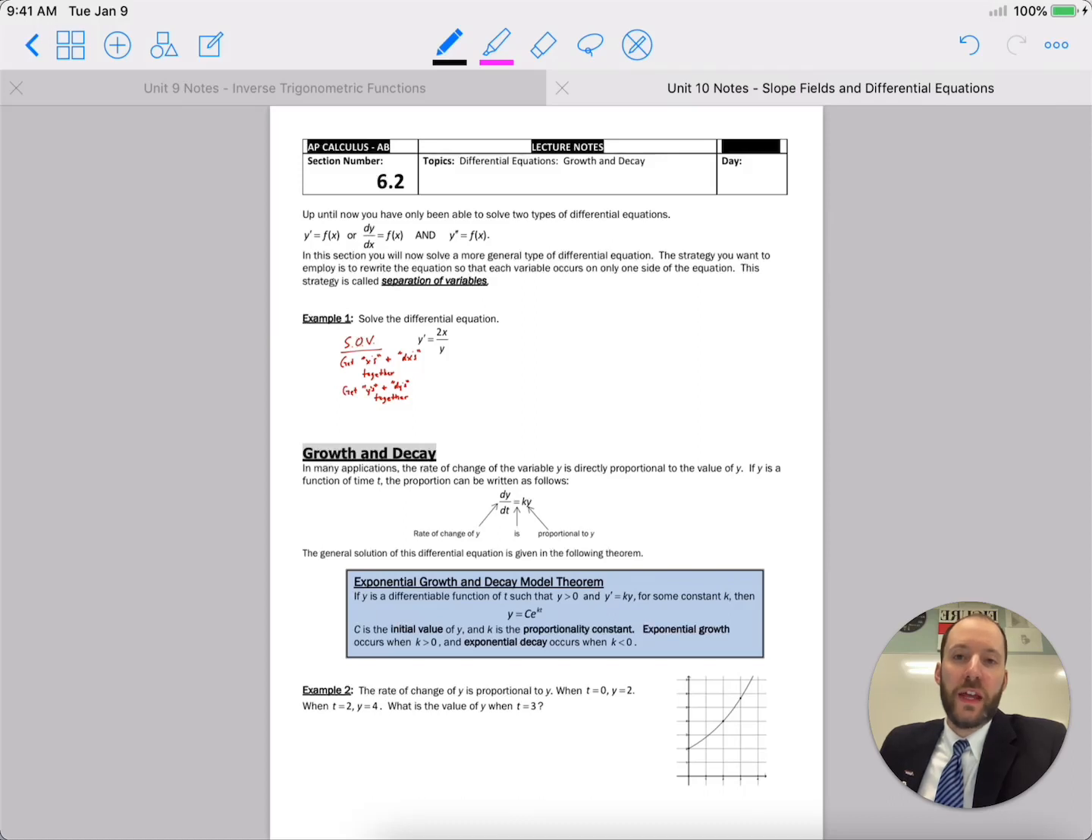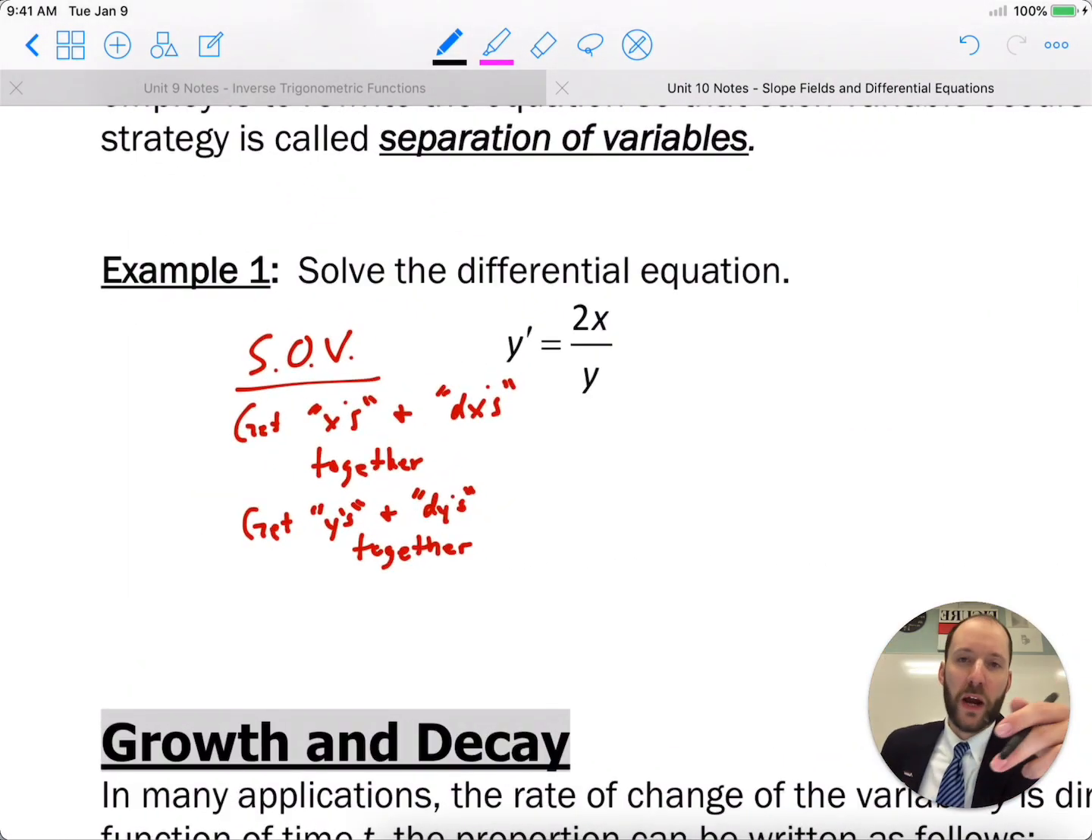The topic today, differential equations, growth and decay, corresponds with section 6.2 in the textbook. What we're going to see today blends over from the previous section with the separation of variables and solving a differential equation. So y prime, or dy/dx, remember, is the slope. So the slope is given by 2x over y. We want to get back to our original equation.